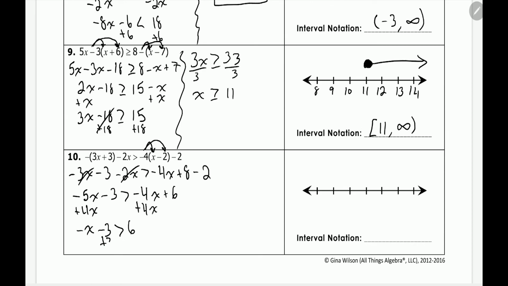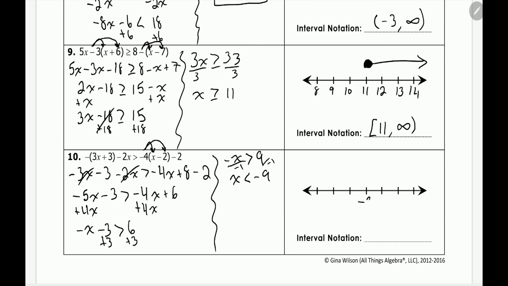We're going to add 3 to both sides. Again, running out of room. So we have negative x is greater than 9. We have to get rid of this negative sign. So we have x is less than negative 9, because what we're doing is dividing by negative 1 over here. So since we divide by a negative, we flip the sign.